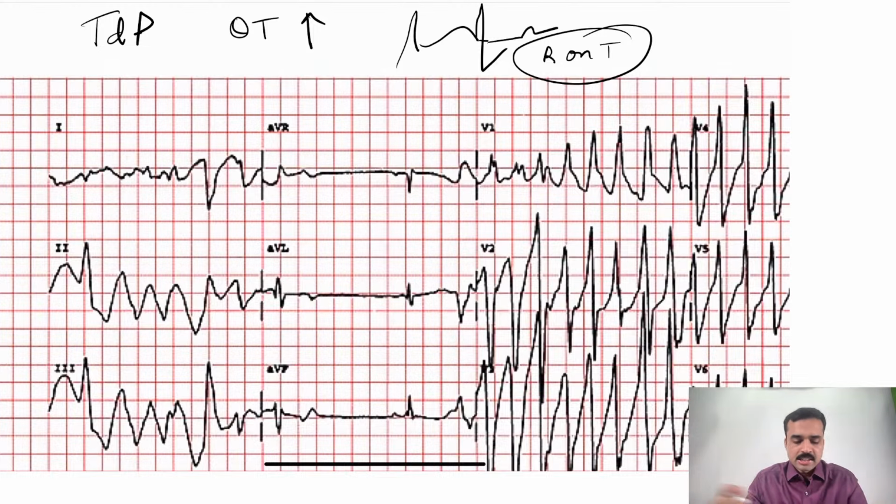Okay, so QT is calculated from the beginning of Q to the end of T. Normally the upper limit for men is 440 milliseconds and for women it is 460 milliseconds, so there's a difference. But what you should remember is the drugs that prolong QT, and funnily, QT is prolonged by drugs which begin with Q. Like quinidine, Vishwanath, very correct, quinidine, quinolones and quetiapine. So these are some drugs that can prolong QT.